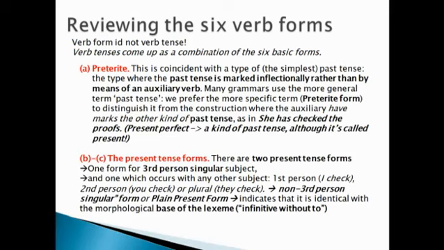Verb tenses come up as a combination of the 6 basic forms, which are the preterite, coincident with a type of past tense, the present tense forms, including the third person singular form, and the plain present form, which indicates that it is identical with the morphological base of the lexeme, or what we call in most didactic books, the textbooks, the infinitive without to.